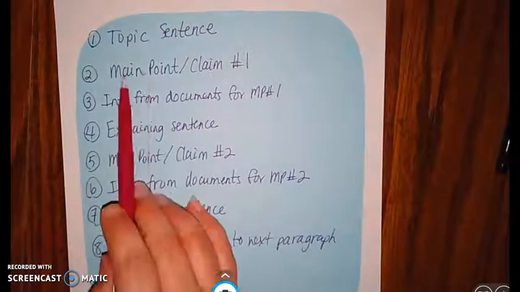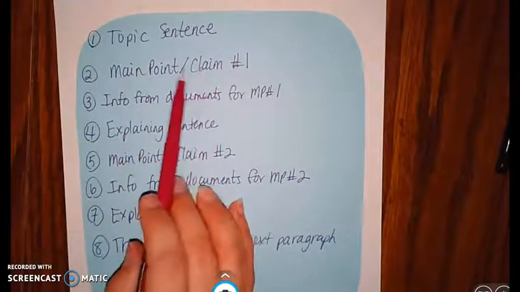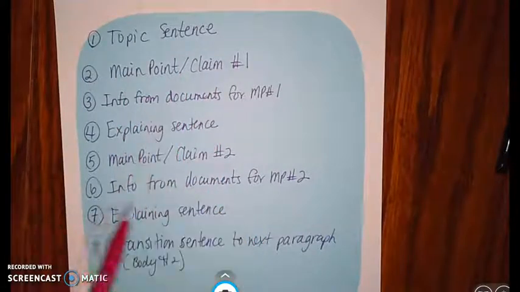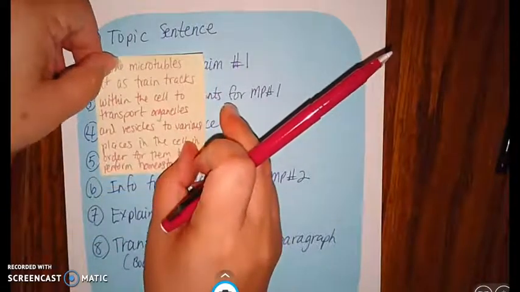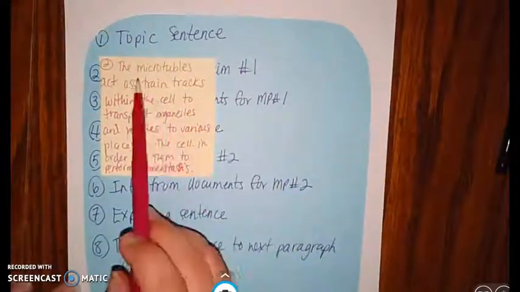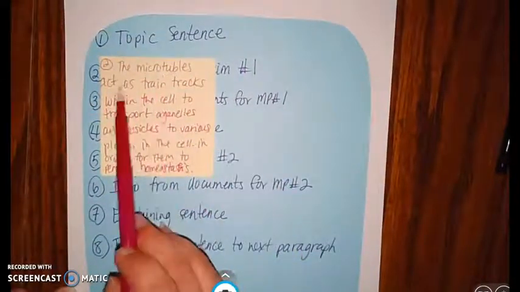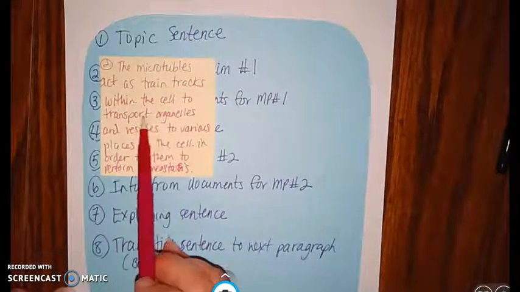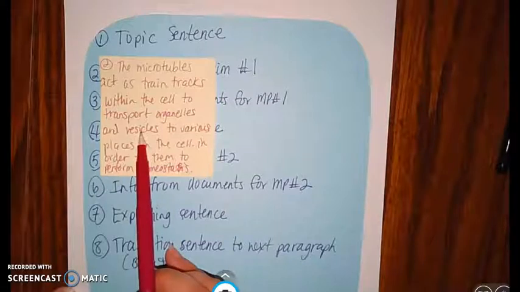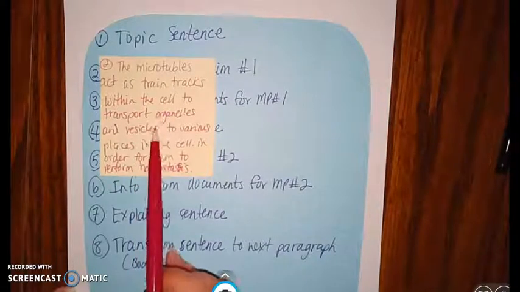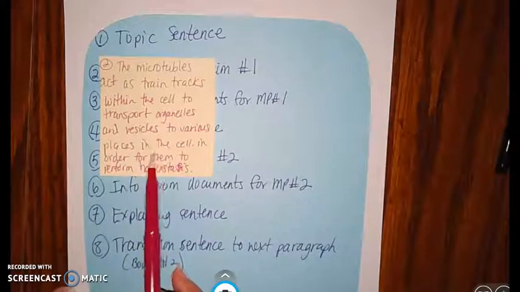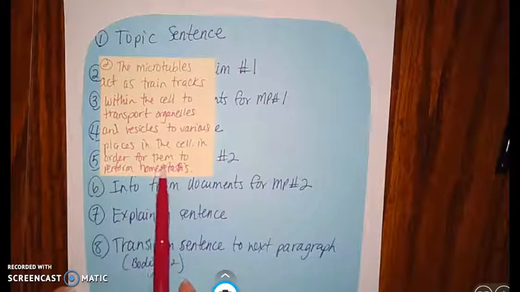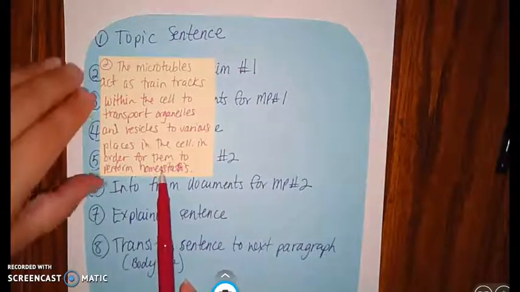The second sentence would be our main point or our first claim. This is our first main idea we're talking about. For that sentence, I got a little more specific. I said the microtubules act as train tracks within the cell to transport organelles and vesicles. So we're using those good content vocab words, vesicles and organelles, to various places in the cell in order for them to perform homeostasis. There's another one of those good vocab words.